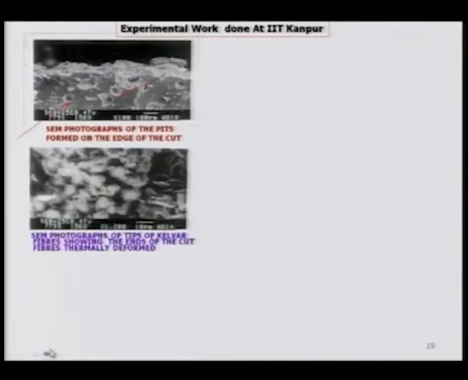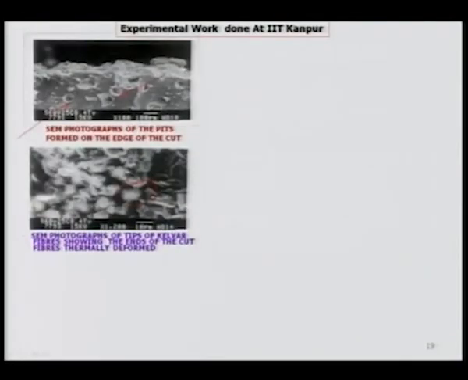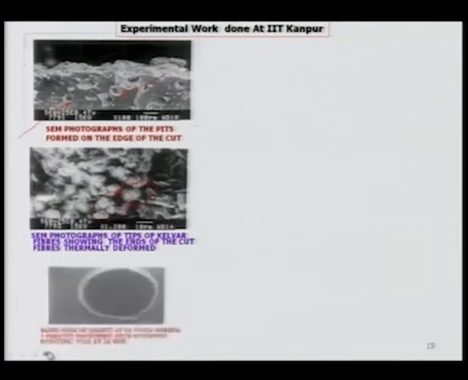SEM photographs of the tips of Kevlar fibers showing the ends of the cut fibers thermally deformed. As I showed you in the earlier slide that glass fiber epoxy composites are being machined using electrochemical spark machining. Now, what happens to the glass fibers at the tip? You can see that melting or softening of the glass fibers was taking place, and you can see the tips which are not sharp, rather they are rounded, because the softened material or molten material has resolidified over there itself. So, this clearly indicates the fact that this is a thermal process taking place.